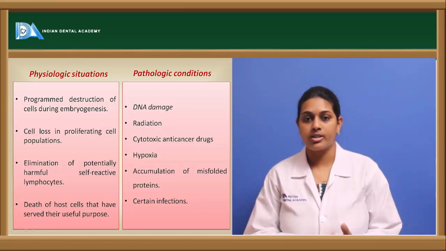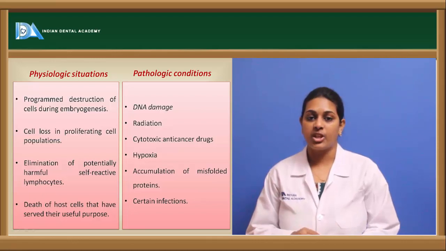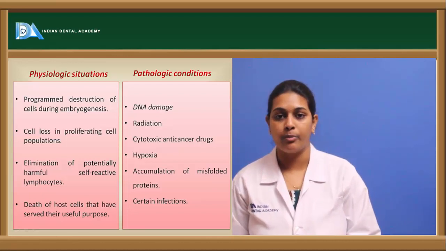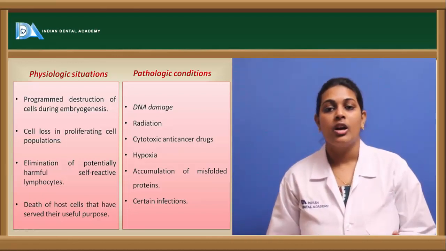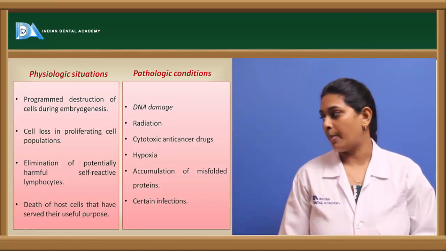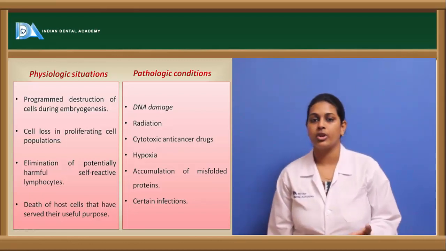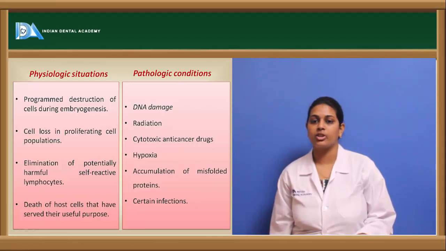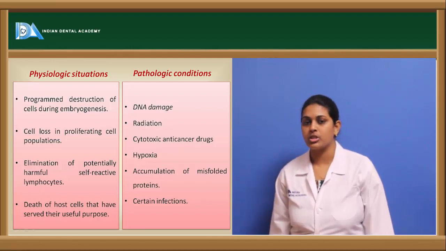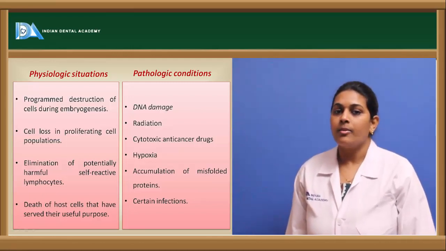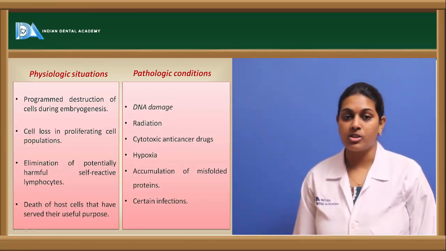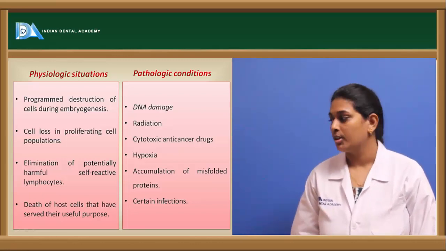That is, the unwanted cells which connect the adjacent fingers are eaten up or removed by the process known as apoptosis, which makes our fingers and toes appear separated. So this is an illustration of the physiological function of apoptosis during embryogenesis. The other function is cell loss in proliferating cell populations. When there is an increased number of cells, or cells which are not required are present, they are removed by the process of apoptosis.